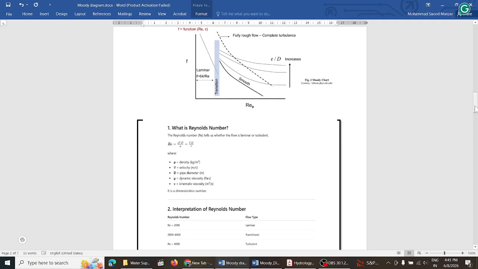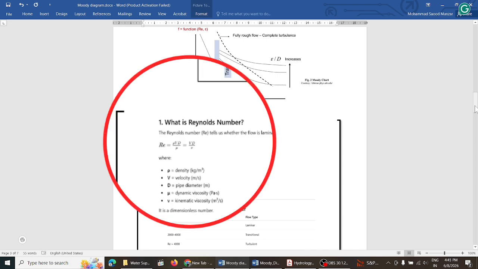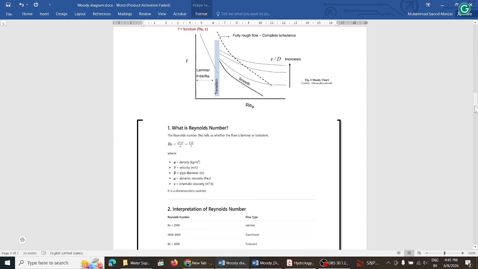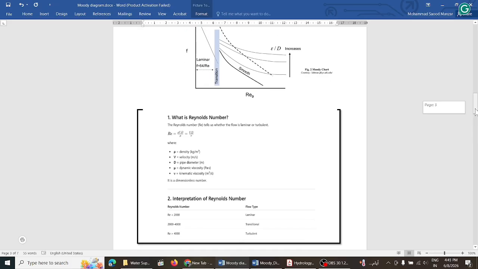Now the Reynolds number, we all know, is also called a dimensionless quantity, and it is used to predict flow patterns in different flow situations. We know that it is the ratio of inertial forces to viscous forces, and it's calculated by certain equations. For example, it is rho Vd upon mu, or we can say Vd upon nu. Here rho is the density of the fluid, V is the velocity, d is the pipe diameter, mu is the dynamic viscosity, and nu is the kinematic viscosity.